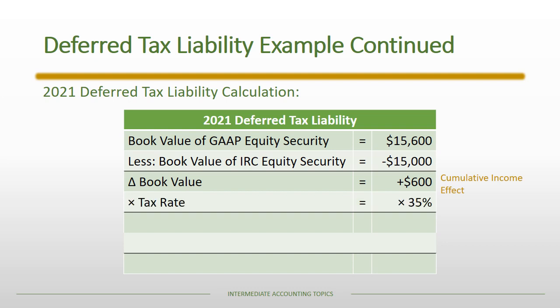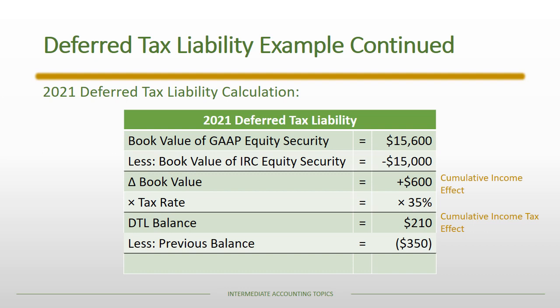We multiply it by the tax rate, and we get a deferred tax liability balance of $210. That $210 is the cumulative income tax effect from this treatment of the equity security. We compare it to our previous balance, and that last line then gives us the change in the deferred tax liability, and that is the entry amount that we'll use in the journal entry. And that is the current income tax effect from our treatment of the equity security.